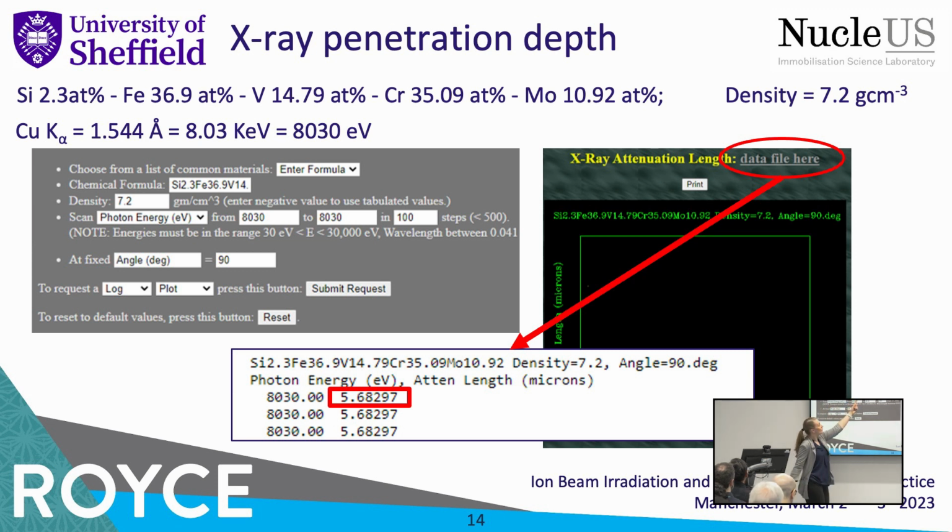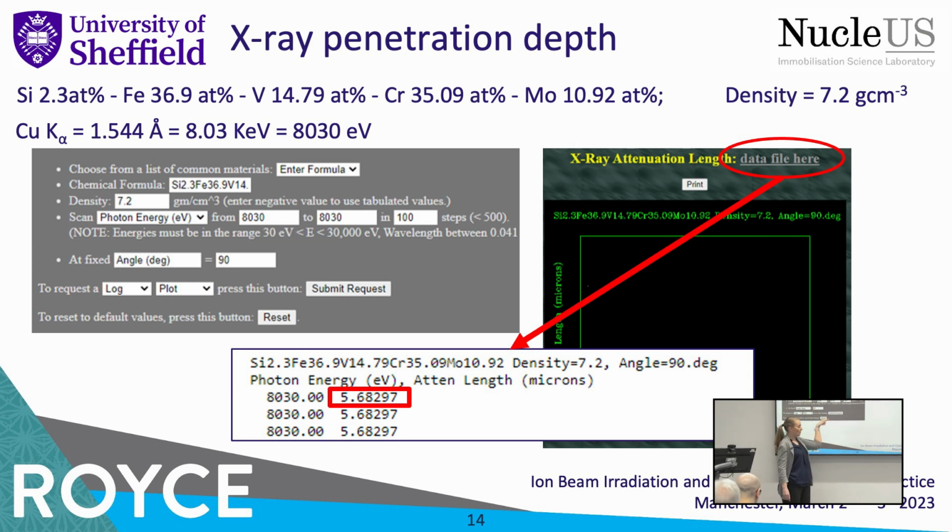Okay, so this is the really simple thing that you see when you click on that website. So you can either enter a formula, it's got like a list of common things that you might be looking at, not for nuclear applications, I can tell you. So you just pop in your chemical formula here. So I literally put in silicon 2.3, iron 36.9, etc., etc., etc. No spaces, no units, and it understands what that means. It's now going to weight your attenuation coefficient based on the stoichiometry that you've put in here for the different elements that you've put in here. Here is our density, 7.2 grams per centimetre cubed.